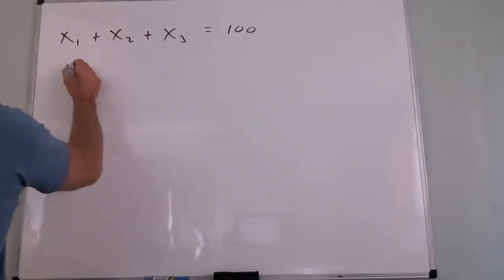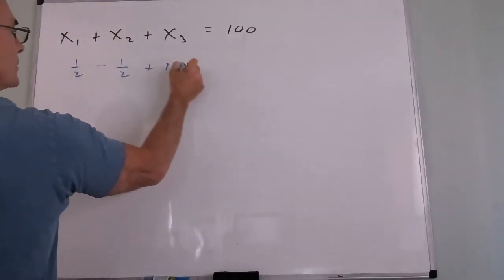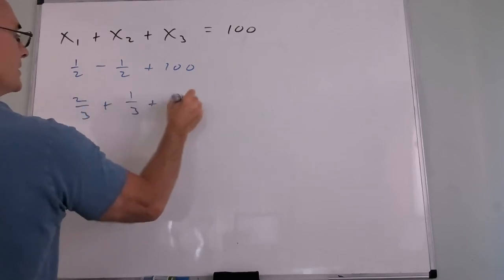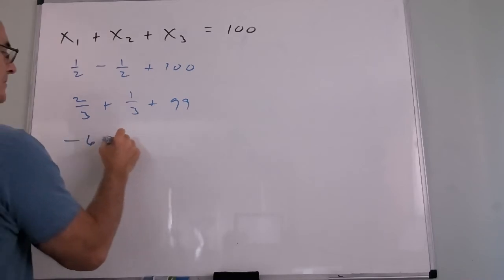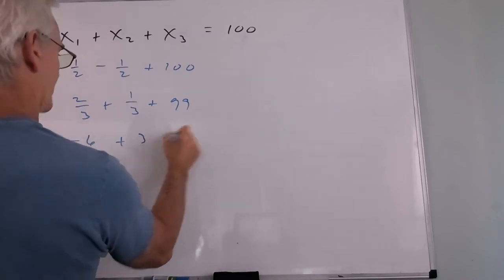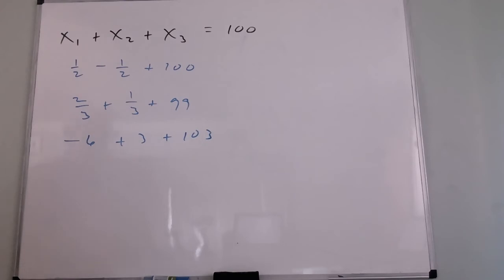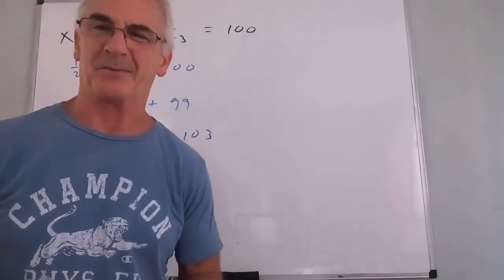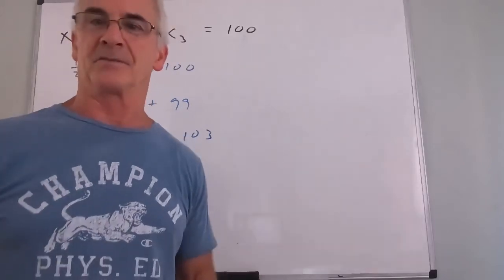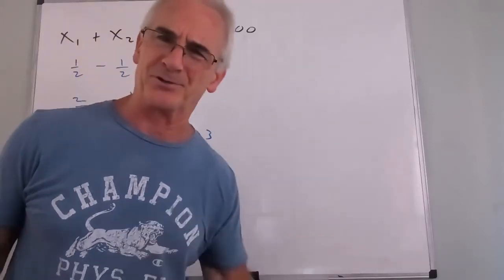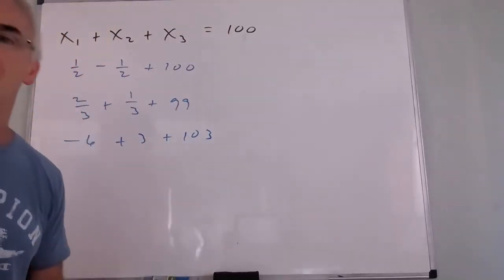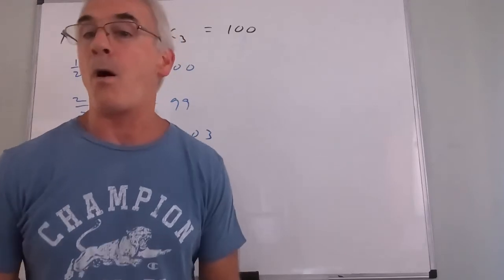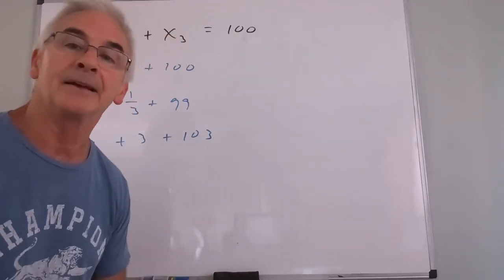What if I said, okay, my choice, I'm going to do a half minus a half plus 100. I'm going to do 2/3 plus 1/3 plus 99. I'm going to do -6 plus 3 plus 103. How many answers do you think are possible? Infinite. Yeah. With no restrictions, there's infinitely many. I'm not going to list them because that would take me at least half an hour to list all infinity. Okay, so let's throw some restrictions. What if I say they have to be non-negative? Still infinity. As long as x is real, it's infinite. So what if I say x has to be an integer?